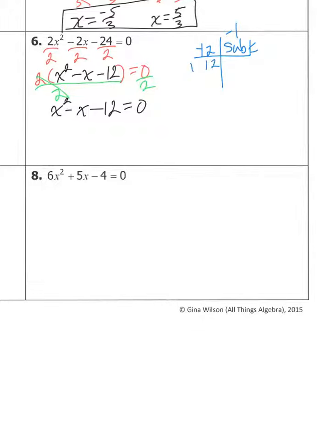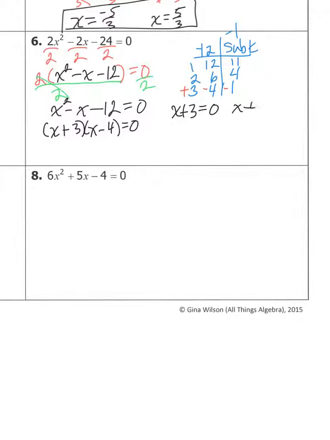So 1 and 12 subtract to give me 11. 2 and 6 subtract to give me 4. 3 and 4 subtract to give me 1, and that's what I'm looking for. So the sign of my 1 is negative. The sign of the 4 is negative. The 3 is going to have to be positive. So now you can put those in parentheses. And then you can set those equal to 0. And then solve.